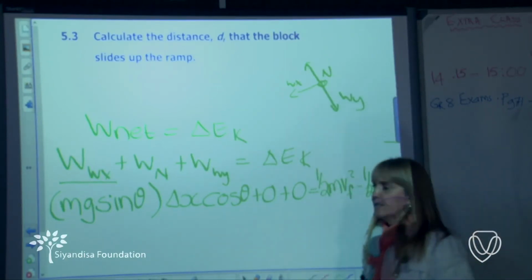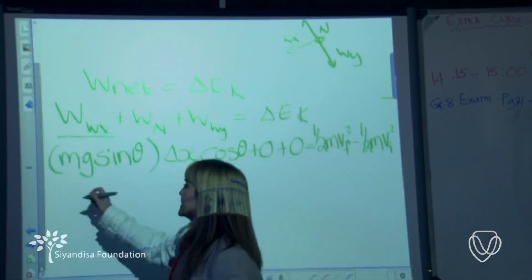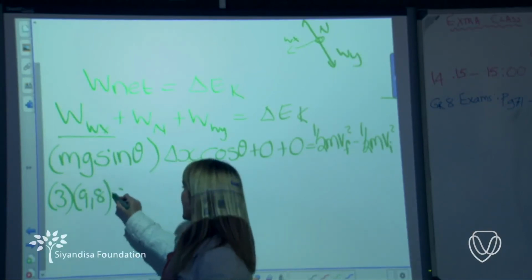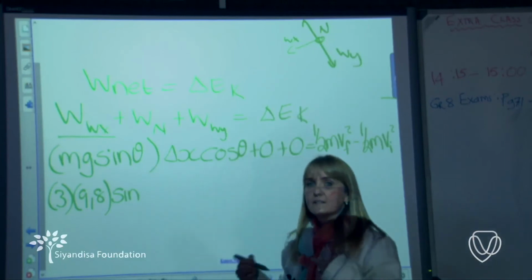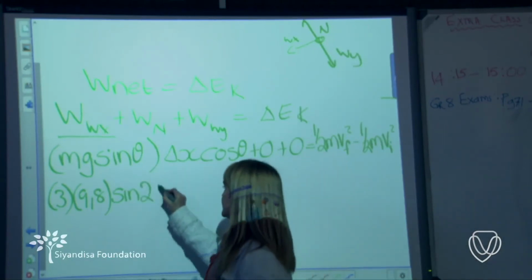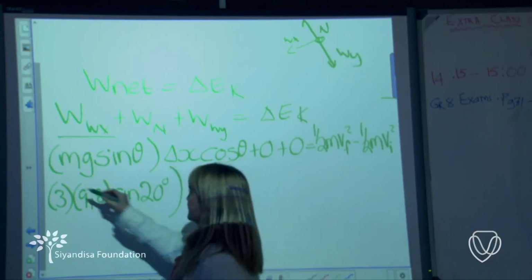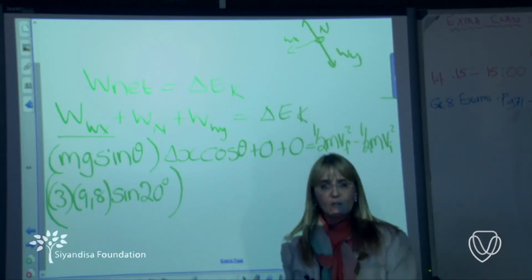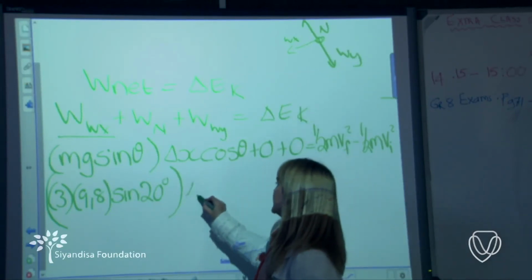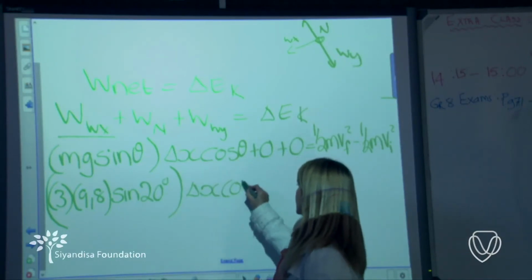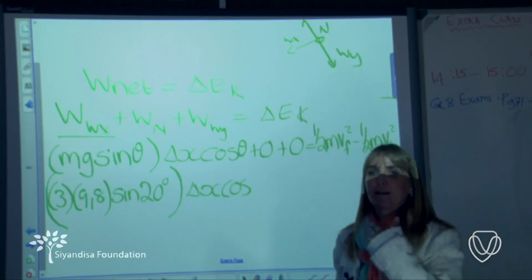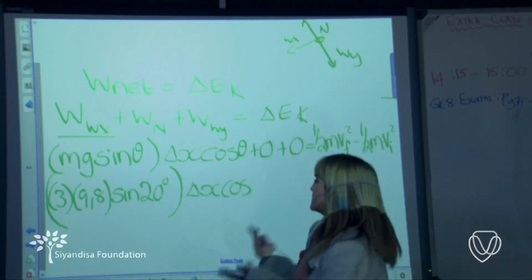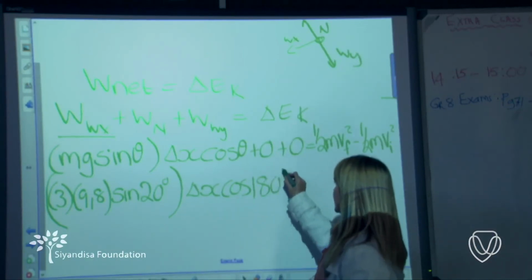Now I can substitute in. The mass of the object is 3 kilograms times g, which is 9,8, times the sine, and this theta, please remember, is the angle of the incline, which is 20 degrees. And all of that is now multiplied by the displacement, and that displacement is what you are calculating. That is the variable that you're looking for. So that is delta x times the cos, and that theta is the angle between the applied force and the displacement. Wx is down the slope, displacement is up the slope, so it's cos of 180 degrees.